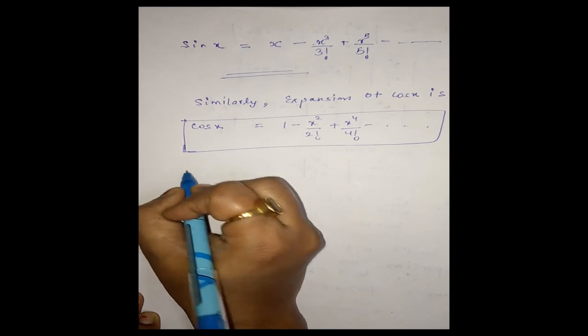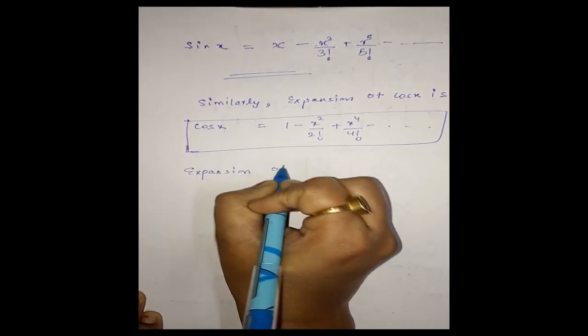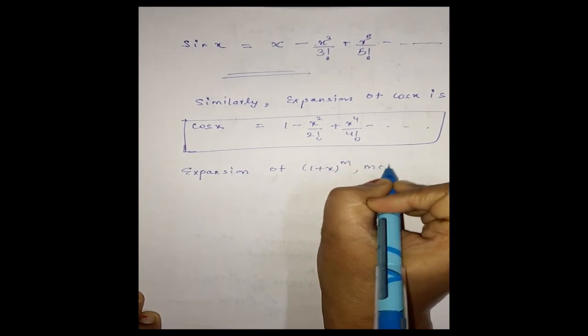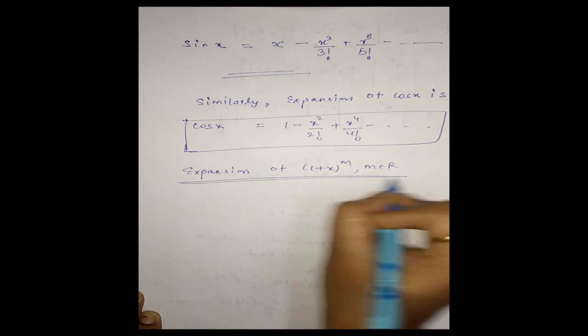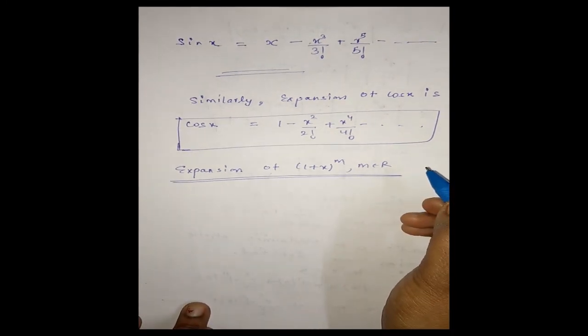Next, we will find the expansion of (1 + x)^m, where m is a real number. Okay, now we will find the expansion of this. Here we will consider two separate cases. First, when m is a positive integer. Next, when m is not a positive integer.